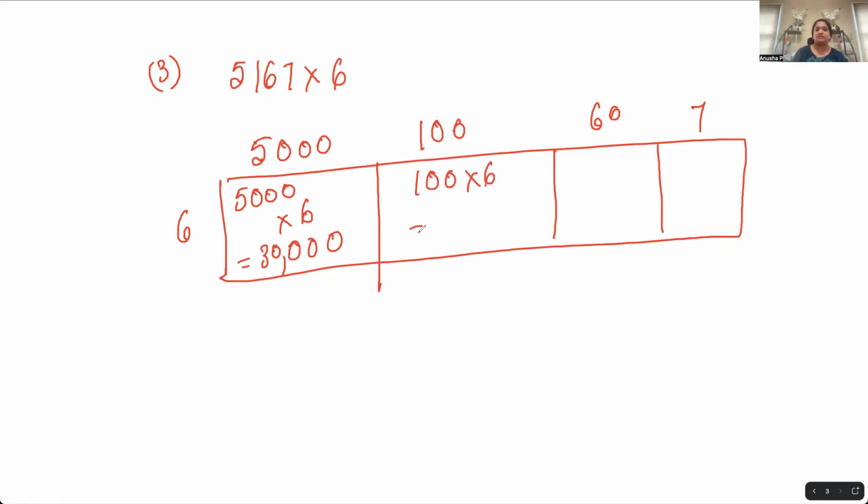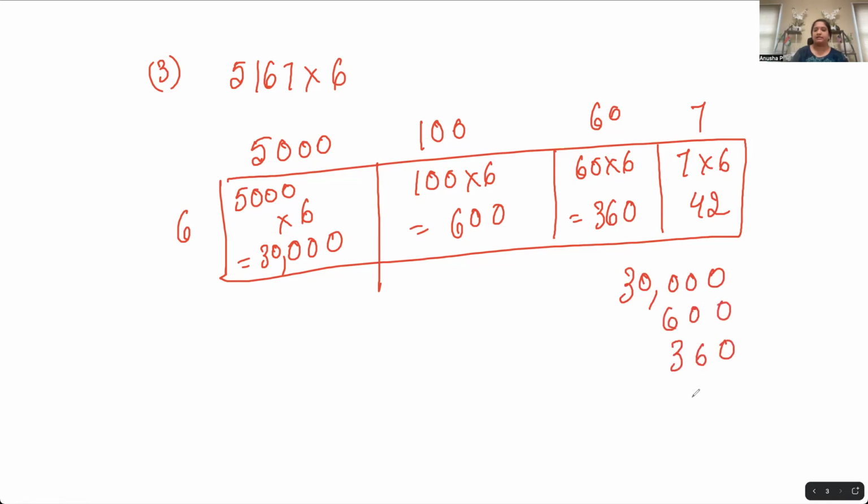100 times 6: 6 times 0 is 0, 6 times 0 is 0, 6 times 1 is 6. 60 times 6: 6 times 0 is 0, 6 times 6 is 36. And 7 times 6 is 42. Now we have to add all the boxes.